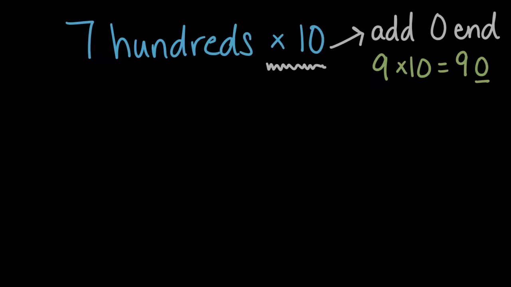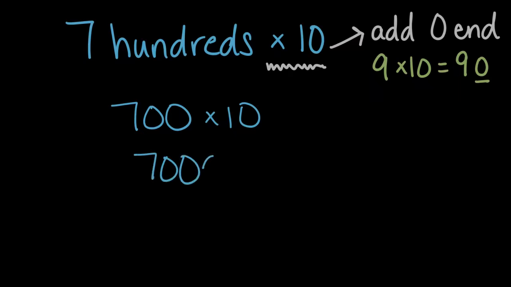Here we have 7 hundredths, so 7 times 100, or 700, and we're multiplying again times 10. Using this pattern, our solution will add a 0 at the end. So if we had 700 times 10, we would have 700 with a 0 on the end, or 7,000. So 7 hundredths times 10 is equal to 7,000.